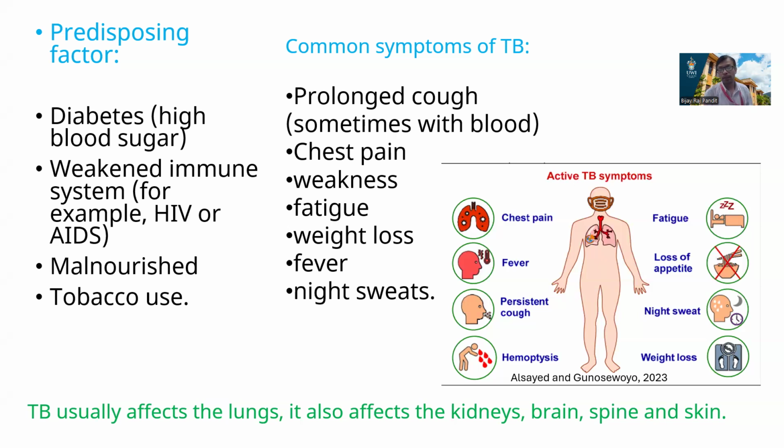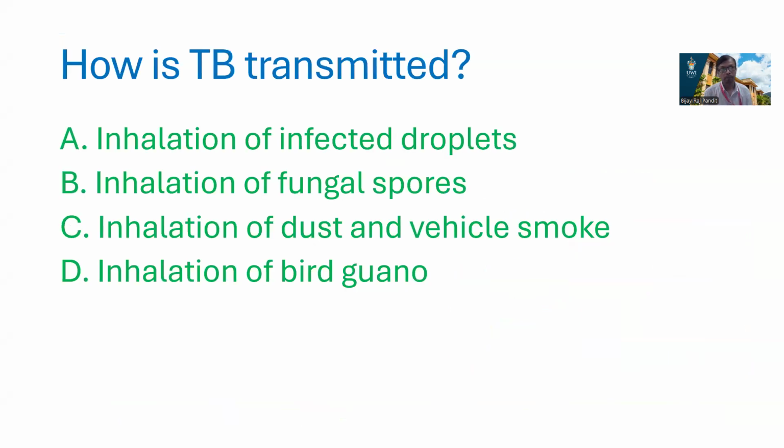TB usually affects the lungs, but it also affects the kidney, brain, spine, and the skin. So it is known as extrapulmonary tuberculosis.